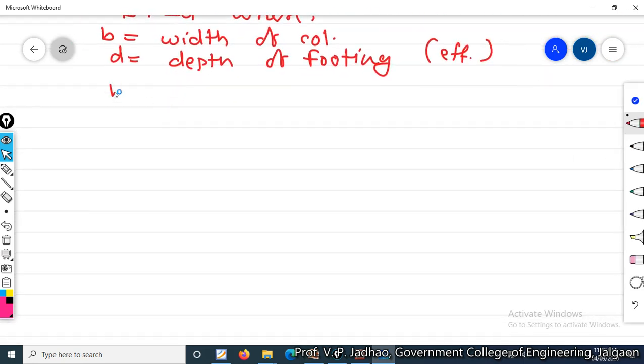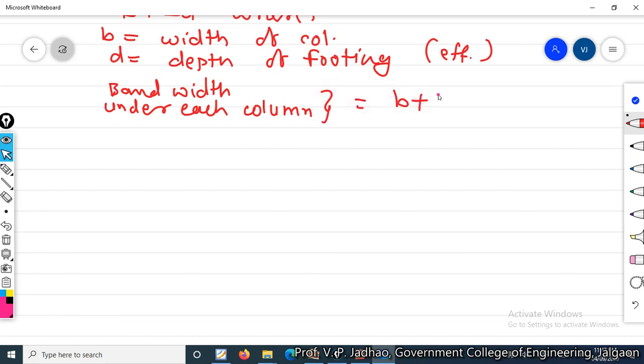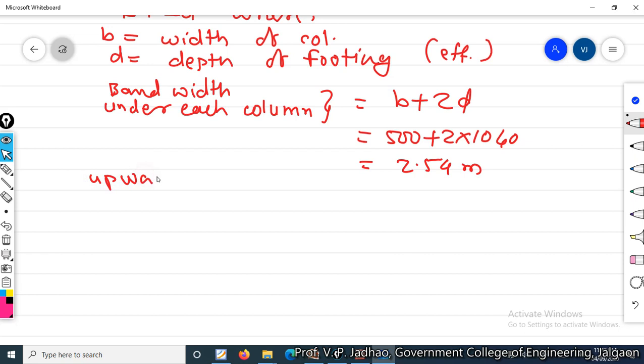Again, we have already calculated this bandwidth under each column. This bandwidth is equal to b plus twice d. So b is 500 mm plus 2 into 1040, that is equal to 2.54 meter. So this bandwidth is 2.54 meter.